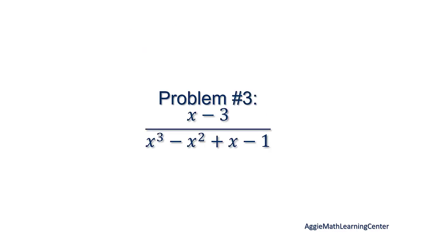We'll go over one final type of partial fraction decomposition that contains irreducible factors. The problem we are given is x minus 3 divided by x to the third minus x squared plus x minus 1. And we are asked to use partial fraction decomposition to rewrite it. First, we look to see if the degree of the polynomial in the numerator is smaller than the degree of the polynomial in the denominator, and that is correct.